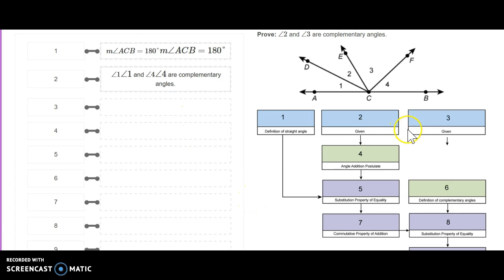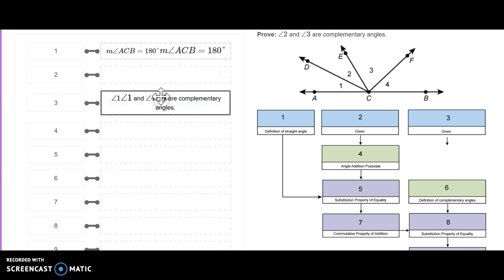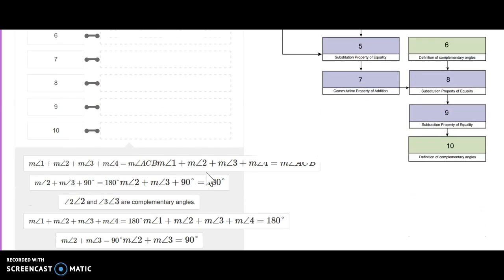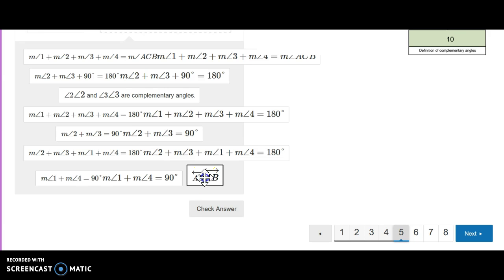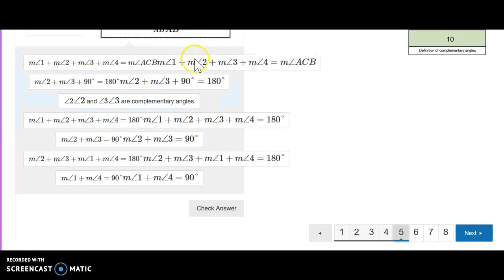All right. Oh, wait. Oh, it messed up. It took away. Sorry about that. We got to put our one back. That is frustrating.